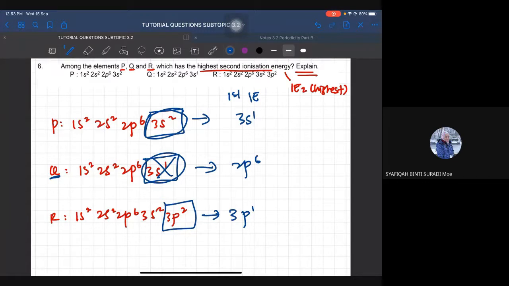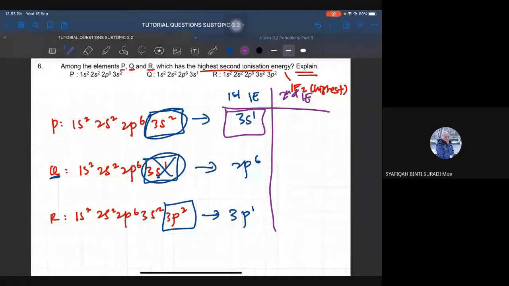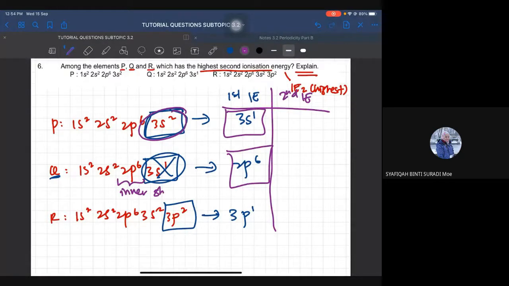Alright. Now, kita tengok second IE. So, second IE, kita nak remove second electron. So, kita nak remove daripada 3s1. So, 3s1 ni dia adalah, okay, dia masih dalam outermost shell. Okay, masih dalam valence shell. Okay, bila kita nak remove yang ni, yang dekat Q ni pula, kita nak remove daripada 2p6. So, 2p6 ni dia adalah inner shell. And then dia fully fill 2p orbital.